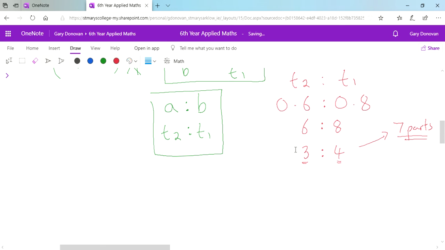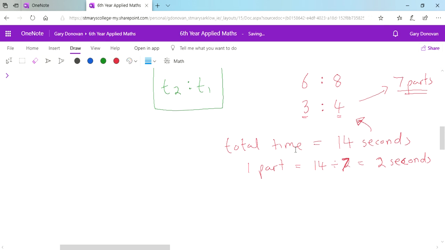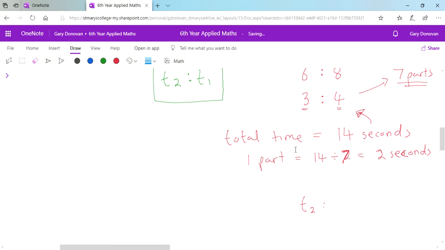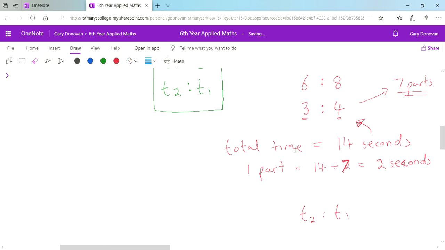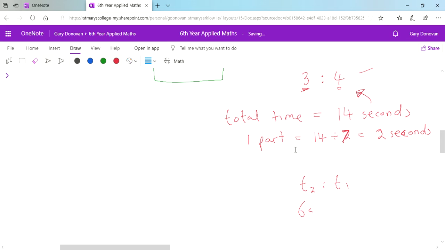Now we can use our total time to solve for t1 and t2. The total time is 14 seconds, so we want to split that 14 seconds into a ratio of 3 to 4. One part will be 14 divided by 7, which is 2 seconds. So t2, which has 3 parts, will be 6 seconds, and t1, which has 4 parts, will be 8 seconds.